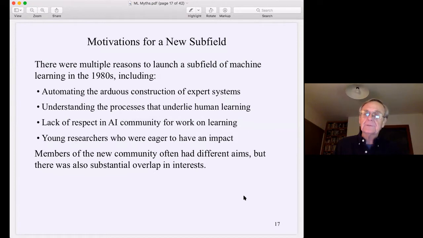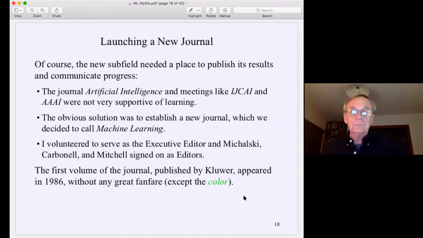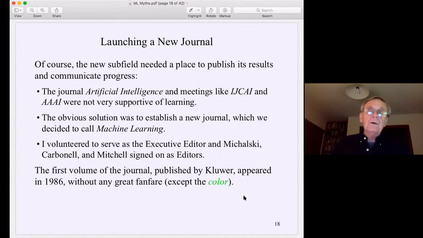And so, I certainly remember feeling like that was a path for me, and I'm sure other junior people felt that way too. There were different aims for different members of the community, but there was lots of overlap and again, mutual respect among different approaches. Now, of course, we needed a place to publish. There was this journal, Artificial Intelligence. There were meetings like IJCAI and AAAI. AAAI was just started in 1980. We did not feel they were very supportive of what we were doing.